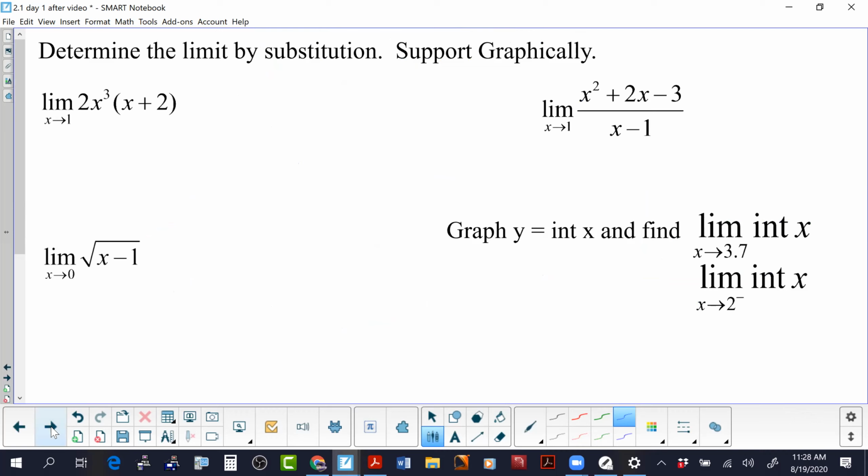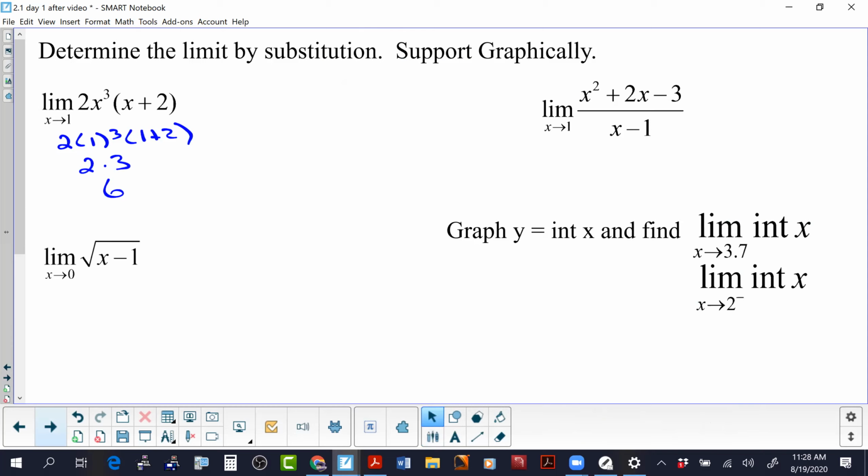Determine the limit by substitution. Support graphically. We don't ever really support graphically. Sometimes you can just plug values in. In other words, what you're finding out is whether this function is just continuous there. Is it just nice? And usually on an AP test, this hardly ever happens. This would be definitely a free point. It's usually some other situation that we're looking at, of course.